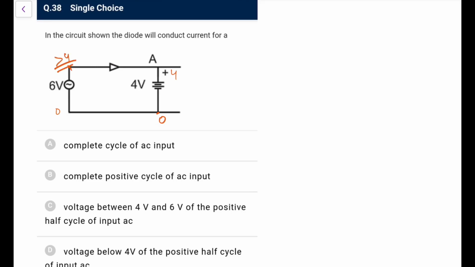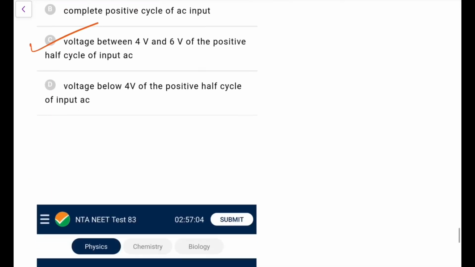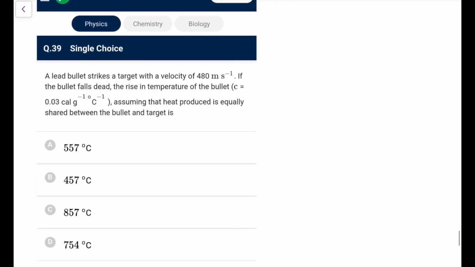otherwise it won't conduct. And in the negative half cycle, what we will have, if it is 0, it will be somewhat negative, so it won't conduct. So it won't conduct in the negative cycle, it even won't conduct in the full positive cycle, it will only conduct when this voltage is greater than 4. So we can go for option C. Nicely designed question, not a tough one but a conceptual one.